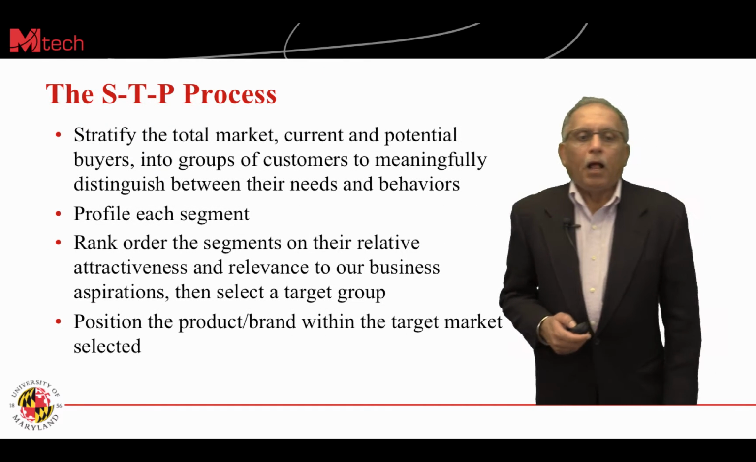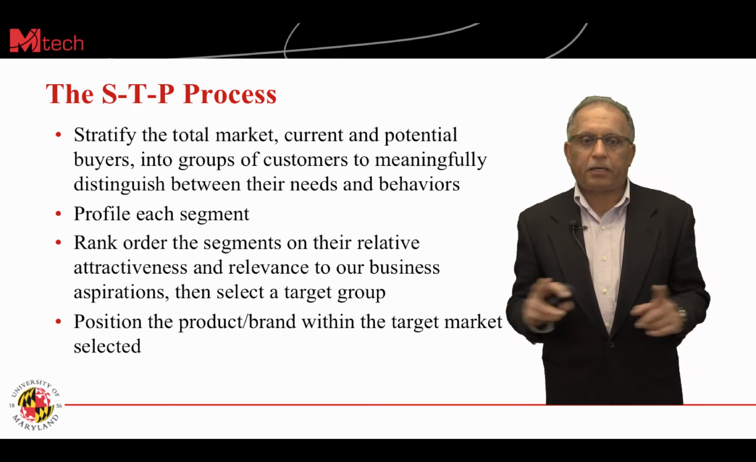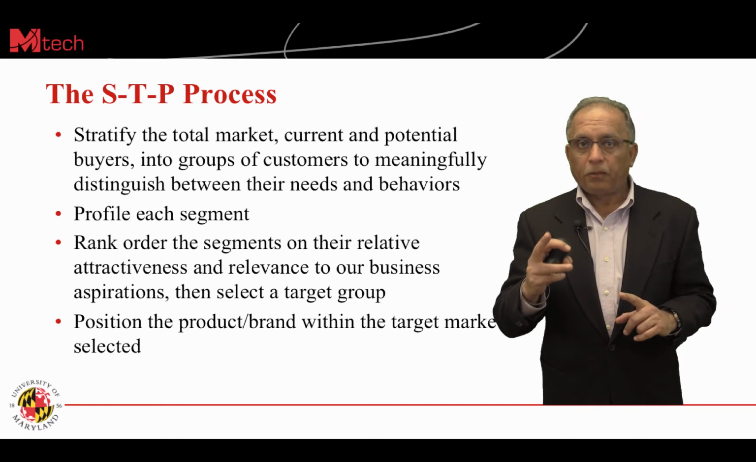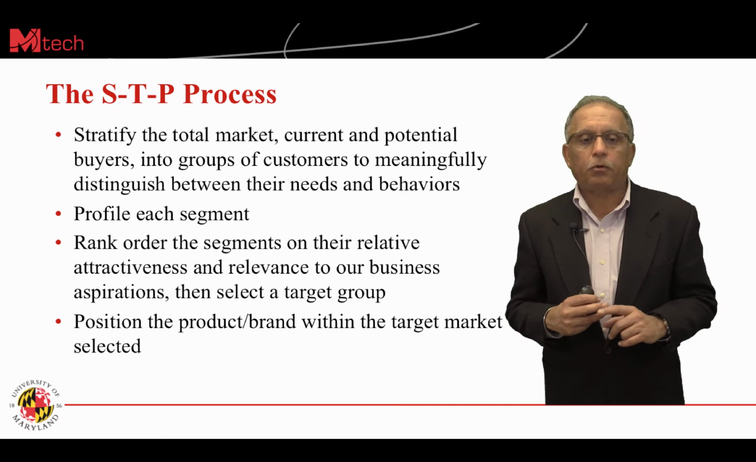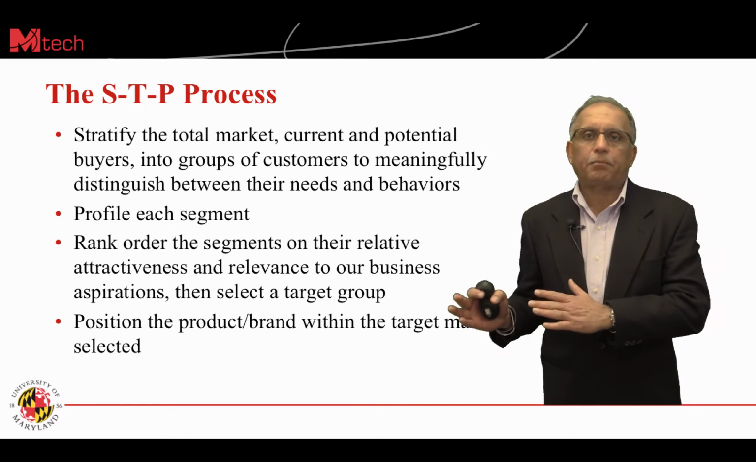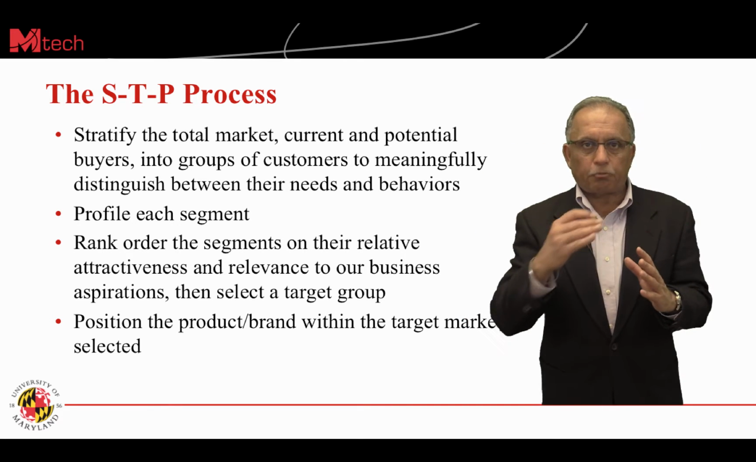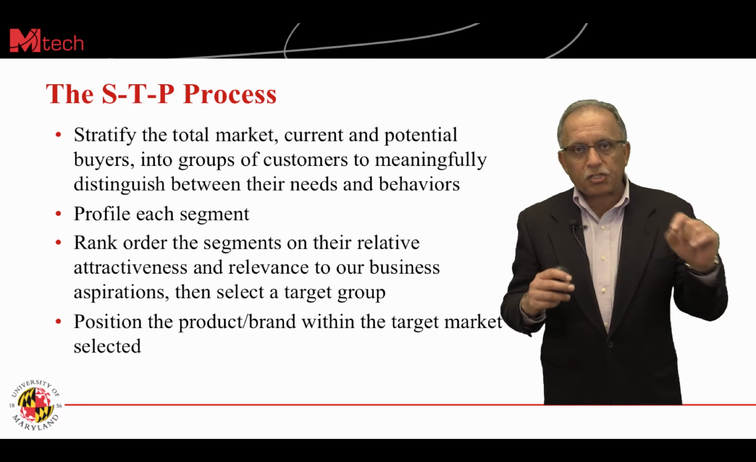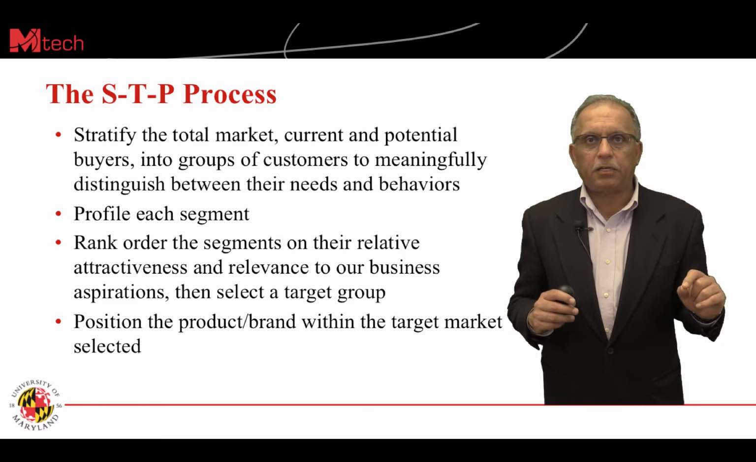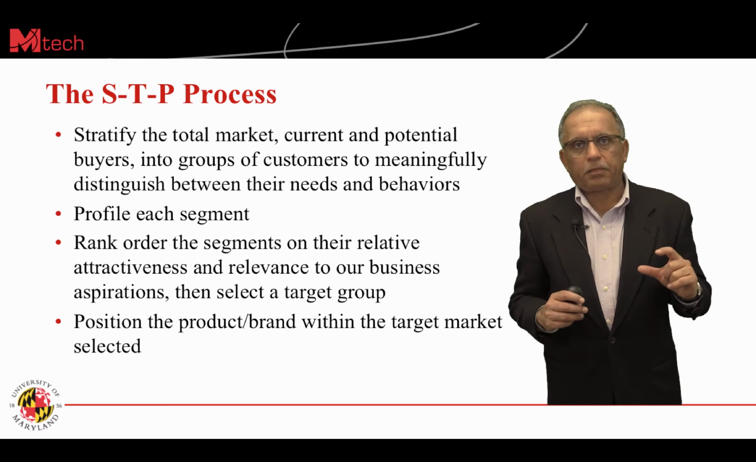The STP process works something like this. First, we stratify the total market, current and potential buyers, not just current buyers, current and potential, those that are not buying today but could be buying tomorrow, into groups of customers to meaningfully distinguish between their needs and behaviors. The idea is to take a total market and partition it into pieces, so that we can distinguish between their needs and behaviors, because not everybody has identical needs, not everybody behaves the same way. Next, we profile each segment.